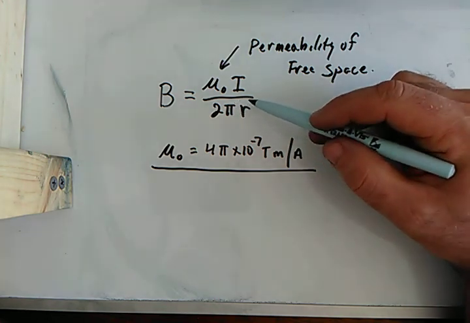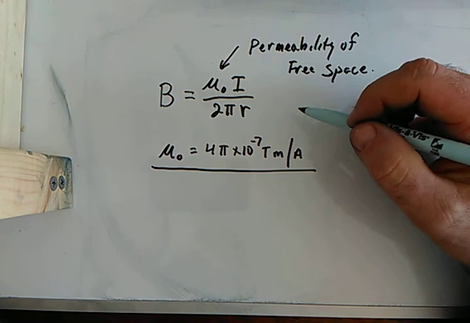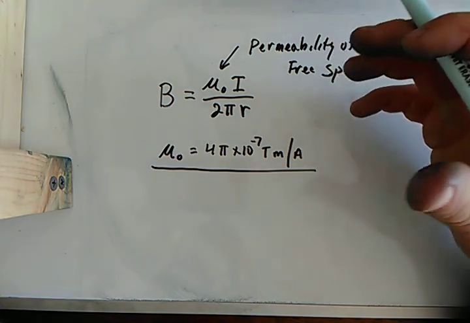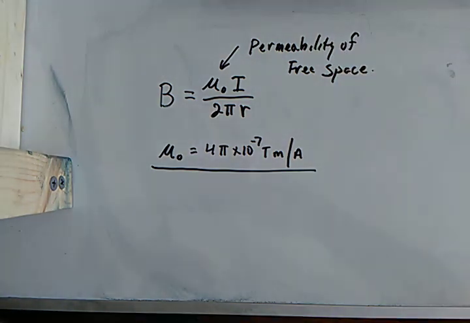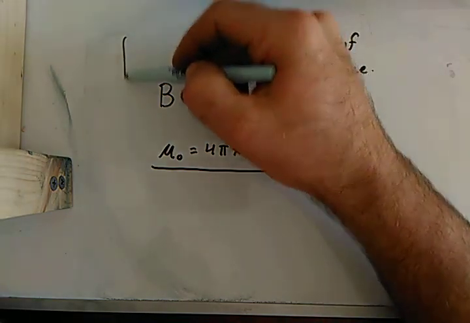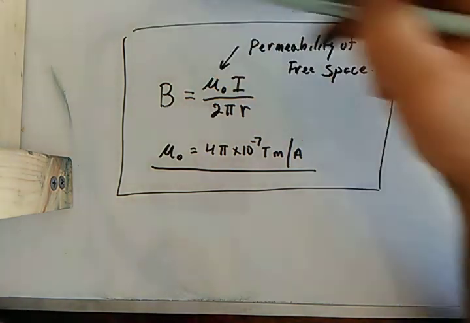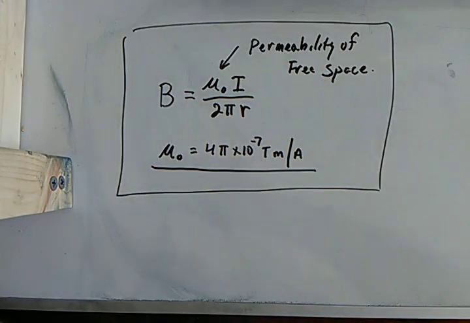That 2 pi r has a lot to do with the circle that we saw the magnetic field makes around the wire. I'm going to stop there for now because I've gone over by about 2 minutes. So we'll just take down this formula here, and we're going to work with it a little bit in the next video.